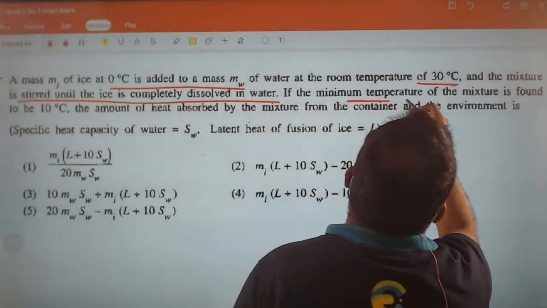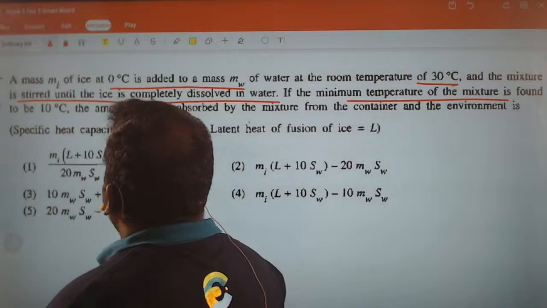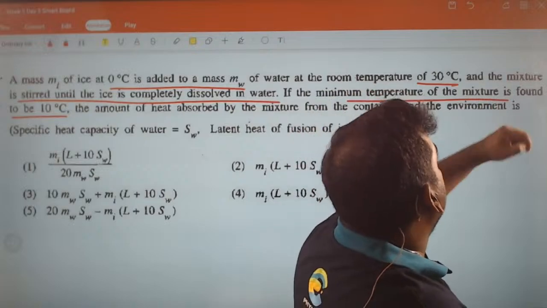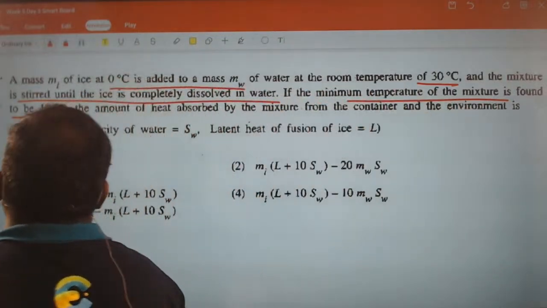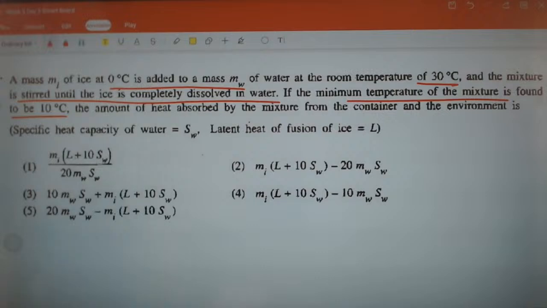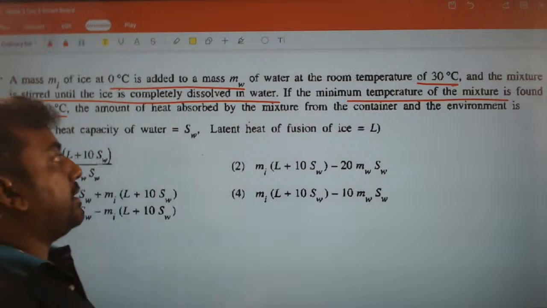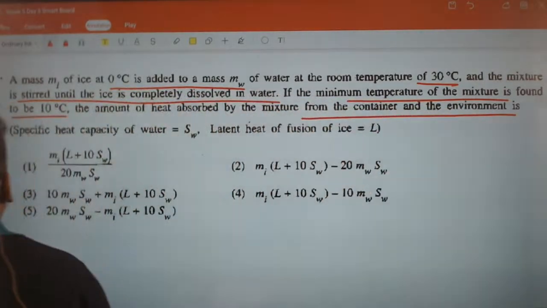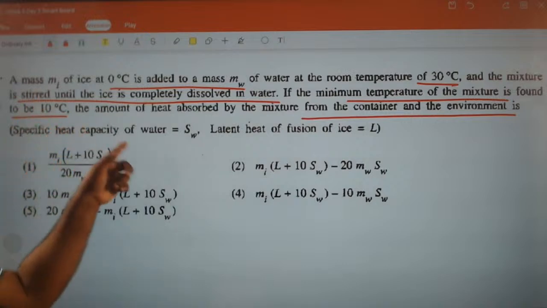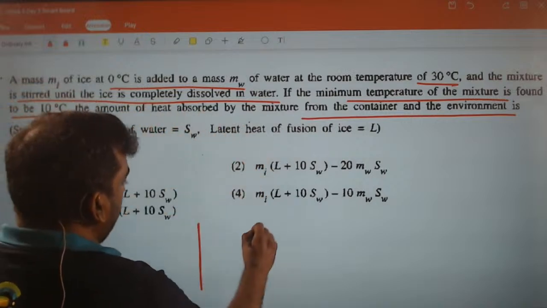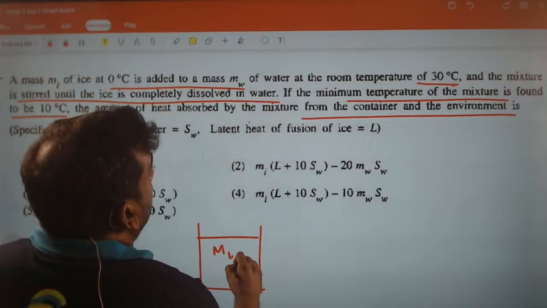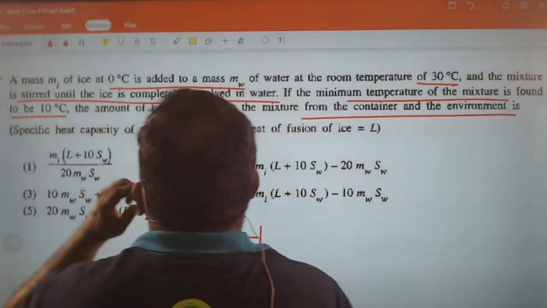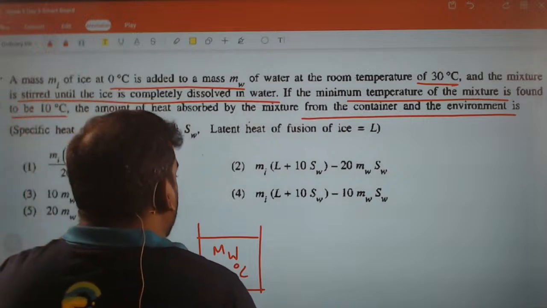If the minimum temperature of the mixture is found to be 10 degrees Celsius, the amount of heat absorbed by the mixture from the container and the environment is, look at the board carefully: mass m1 of ice at 0 degrees Celsius is added to mass of water mW at room temperature 30 degrees Celsius, and the mixture is stirred until ice is completely dissolved in water.